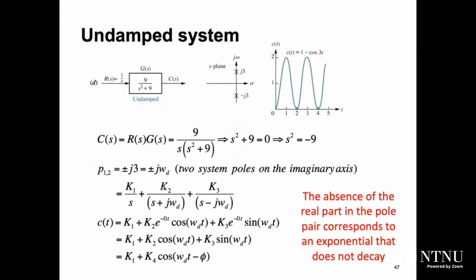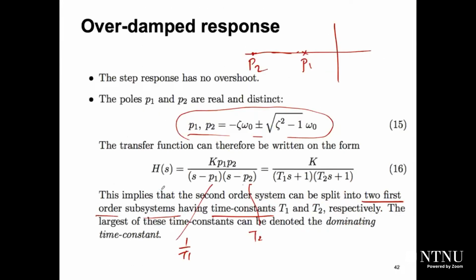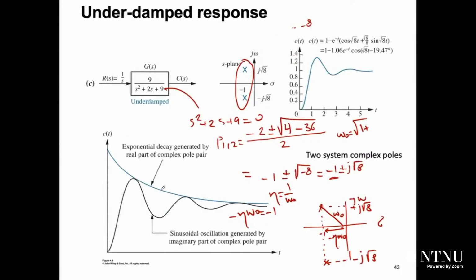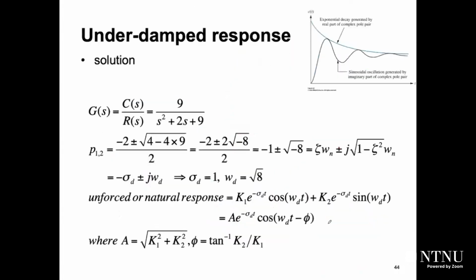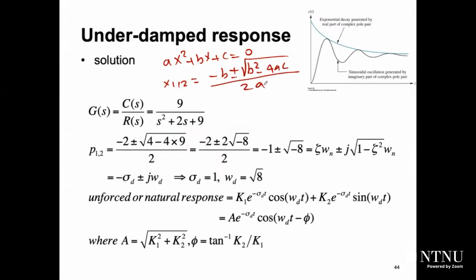We have finished the overdamped case already, so this is the underdamped case. The solution G(s), which is C(s) divided by R(s), equals the transfer function. Just remember the formula: for ax squared plus bx plus c equals 0, the roots x1 and x2 are minus b plus or minus the square root of b squared minus 4ac, divided by 2a. Just find the coefficients a, b, and c and solve it.